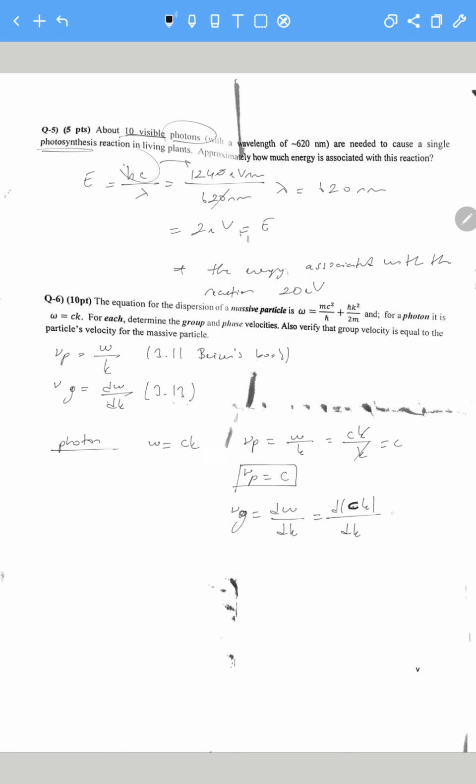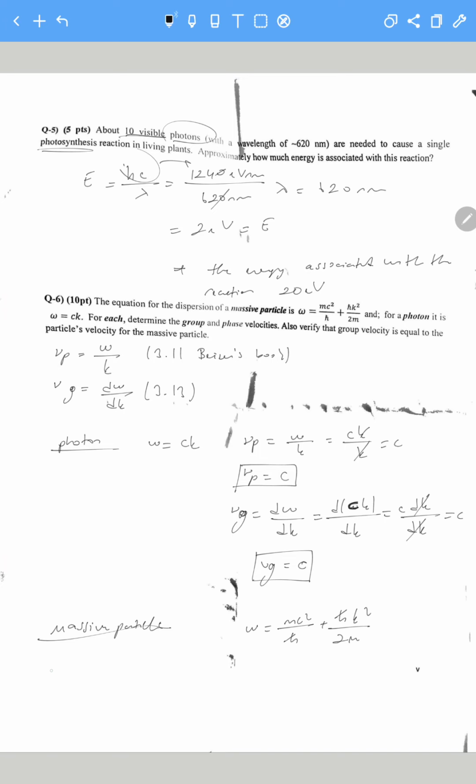Since this is a constant, not relevant to anything, we can just take it out, and after we took this out, we find the group velocity of photons to be again c, which is again very plausible. So moving on to a massive particle, we have the dispersion relation omega equals mc squared over h bar plus h bar k squared over 2m.